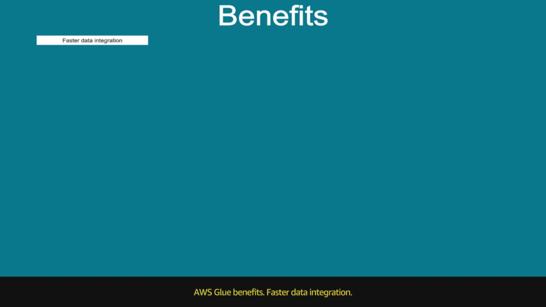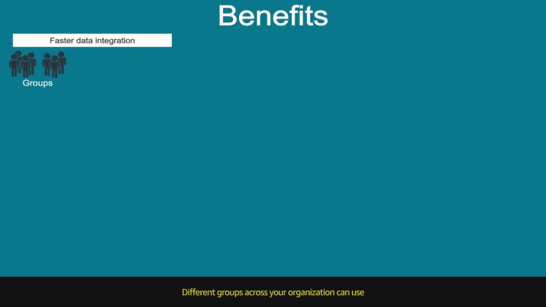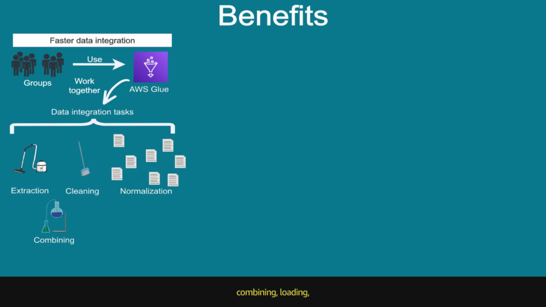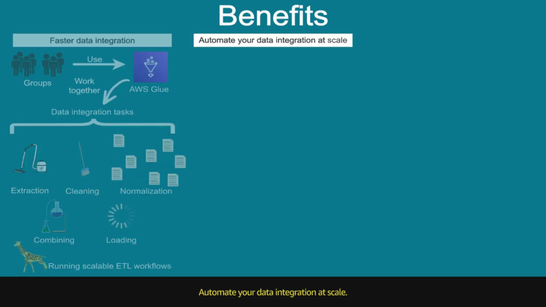AWS Glue benefits: faster data integration. Different groups across your organization can use AWS Glue to work together on data integration tasks, including extraction, cleaning, normalization, combining, loading, and running scalable ETL workflows. Automate your data integration at scale.